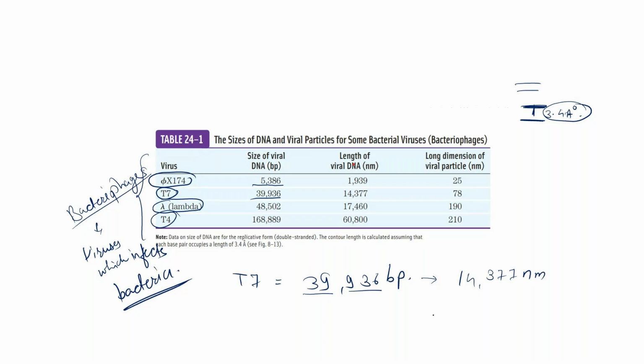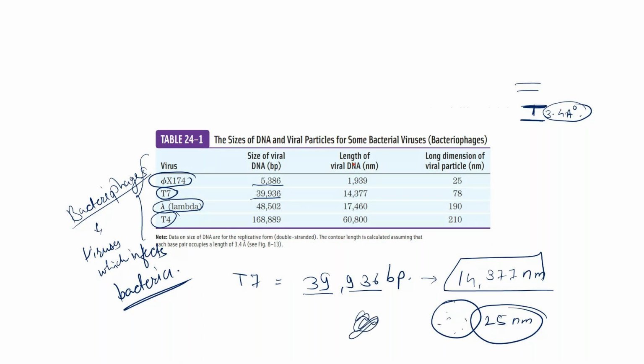And what is the size of its particle? The size of its particle is only 25 nanometers. The length of DNA is 14,377, and the size of the particle is only 25 nanometers. So this much larger DNA is kept in this smaller particle. How? By the condensation, by the compact packaging of this DNA. Understood? Yes.